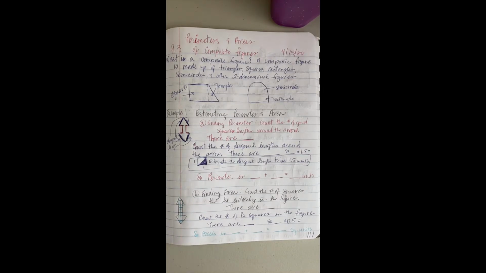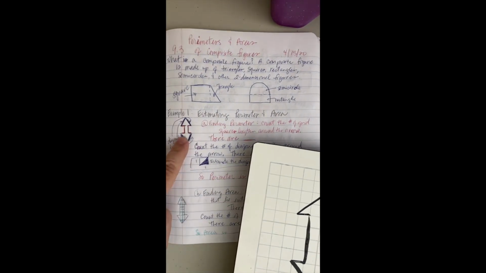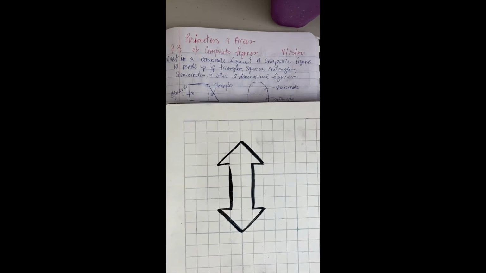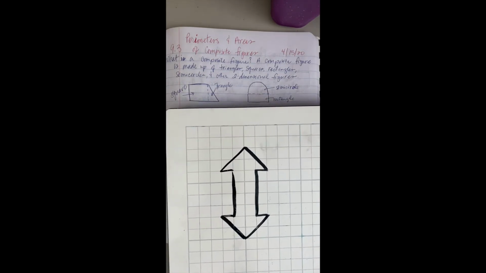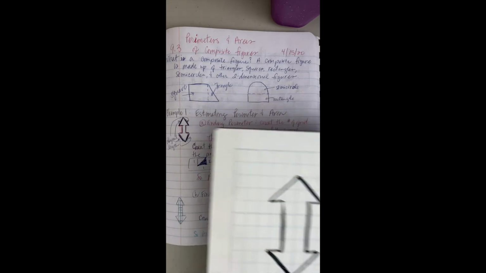Okay, so today some of what you're going to have to do with your homework is to estimate perimeter and area, and you're going to have these composite figures sitting on grid paper. I've done one, I drew it out here, but I also have it here on a graph to show you. The first thing we're going to do is estimate the perimeter.